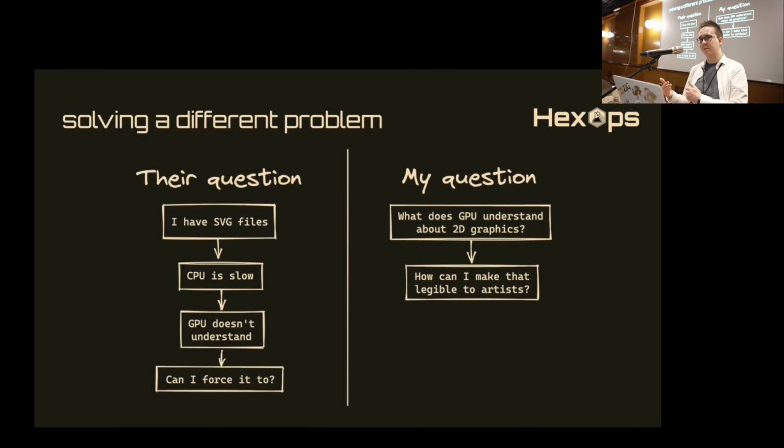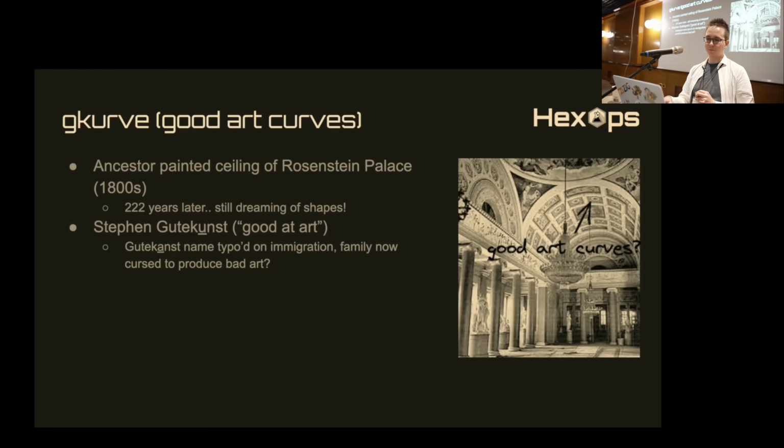And my question is starting from a different position: what is it that the GPU actually understands about 2D graphics, intimately, and then how can I make that legible to artists? And so this brings me to gkurve. The naming behind gkurve is a funny play on words. One of my ancestors painted this thing in Germany. So quite a few years later, we're still dreaming of shapes in our family. And our last name is just good at art. So I thought it was cute to name it good art curves.